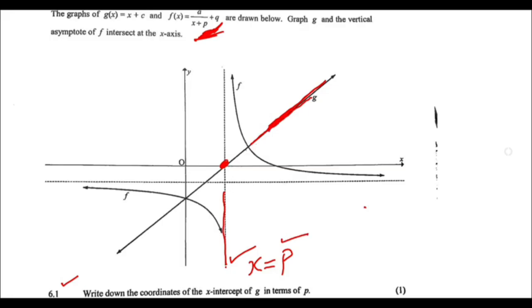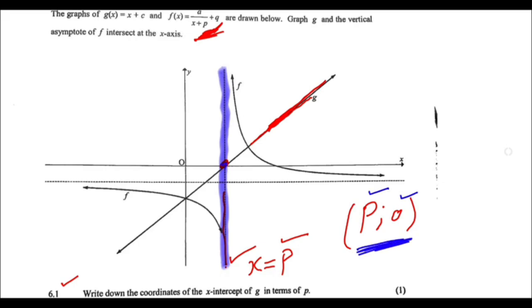So the x-intercept of g will have x value p and y value 0. This is the x-intercept of g because x is equal to p. This is x equal to p here, so this is your vertical asymptote, x equal to p. Therefore the x-intercept of g will be x value p, y value 0.